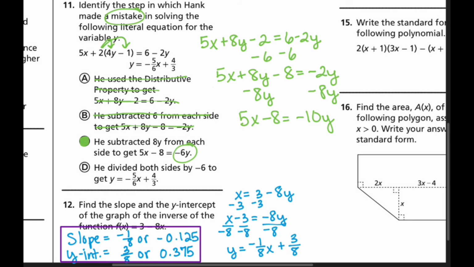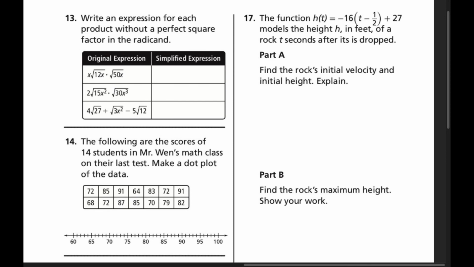Okay, going on to the next one. Don't forget to hit pause if you need more time. All right, number 13, write an expression for each product without a perfect square factor in the radicand.